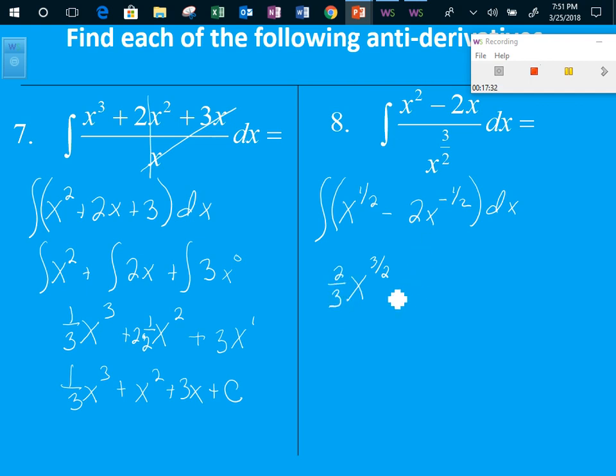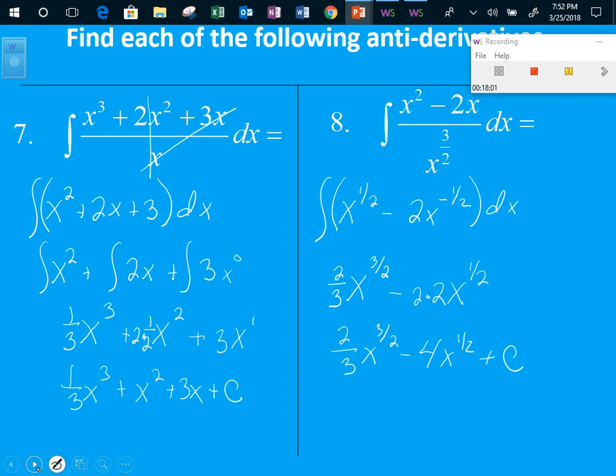Let's move to this next one. Add 1 to the exponent and get 1/2. Multiply by the reciprocal, which is 2, times this other 2 that's still out there. Ending answer, 2/3 x to the 3/2 minus 4x to the 1/2 plus c.